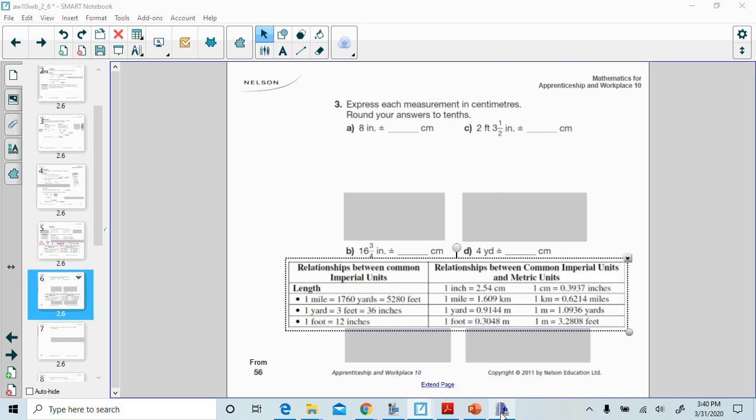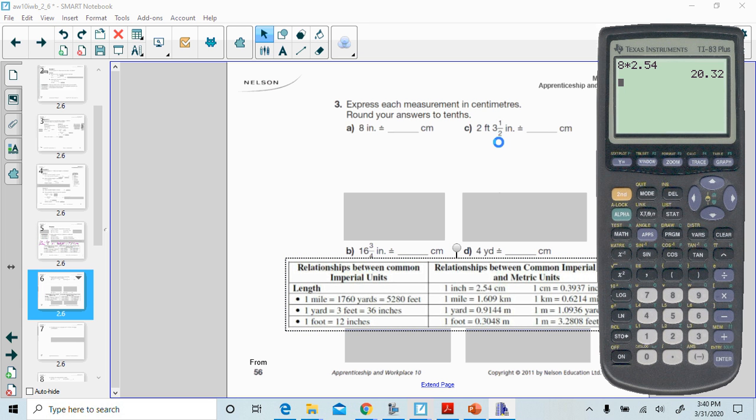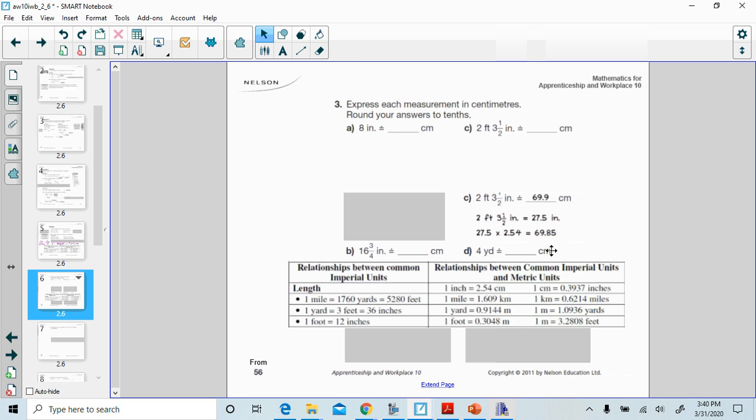And we'll do the same thing for this answer here. Okay, so 2 feet, we're going to convert to inches, and then we're going to add it to 3.5. So we've got 2 feet times 12 inches per foot is 24 inches, plus the 3.5 inches. So this is inches. We're going to take that and times it by the 2.54 centimeters per inch. So we get about 69.85 as a measurement in centimeters there. Okay, rounded to the nearest tenth is 69.9.